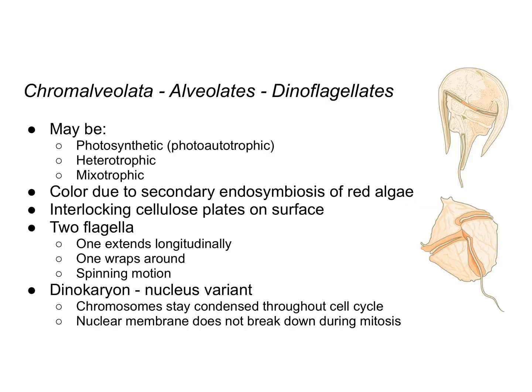The first specific type of alveolate are the dinoflagellates. And these are a fairly diverse group of protists. They can be photosynthetic, heterotrophic, or mixotrophic. They are reddish or orangish in color due to secondary endosymbiosis of red algae. So remember that secondary endosymbiosis has to happen after primary endosymbiosis. So the red algae went through primary endosymbiosis when it engulfed another cell, and then the dinoflagellates engulfed the red algae for the secondary level of endosymbiosis.